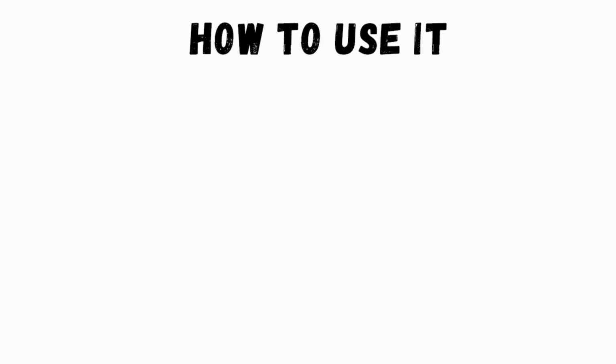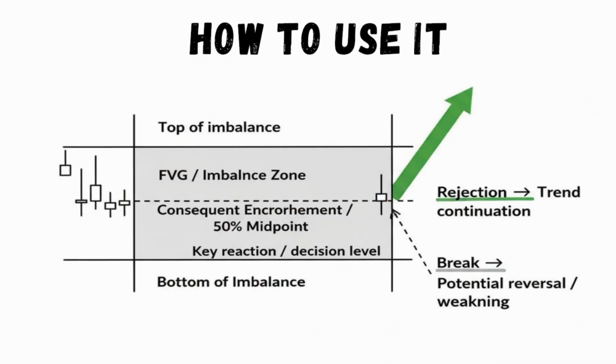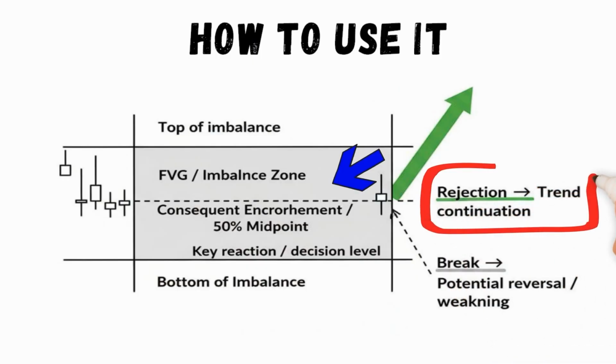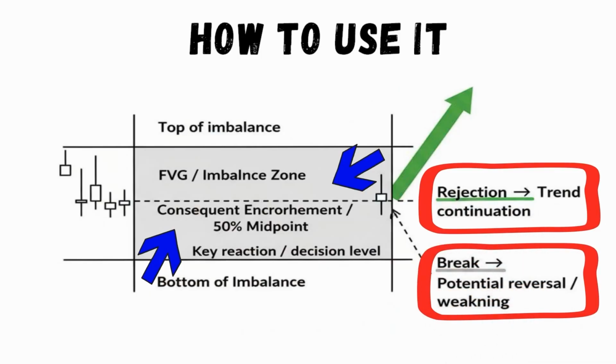How to use it? When price returns to a fair value gap, observe how it behaves around the midpoint. A rejection here often signals continuation of the prior move. If price closes above or below it, the move may be weakening or reversing.